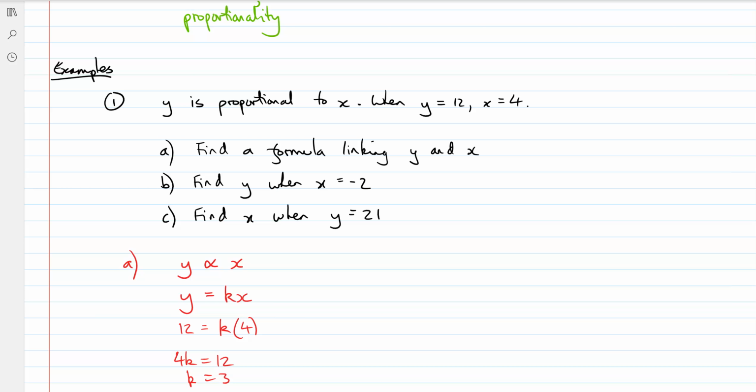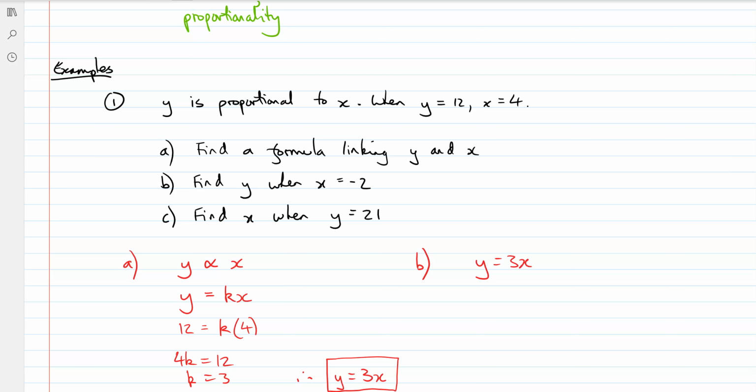So the final bit of part A, which is the formula linking y and x, is therefore we can say that y equals kx, but we know k is 3, so y equals 3x. And there's our formula linking y and x. Okay, it's just got y's and x's. This one is y's, k's and x's. If they only ask for y and x, we don't really want a k in there. So that's part A. And once we've got that formula, then for the rest of the question, we're going to be using y equals 3x.